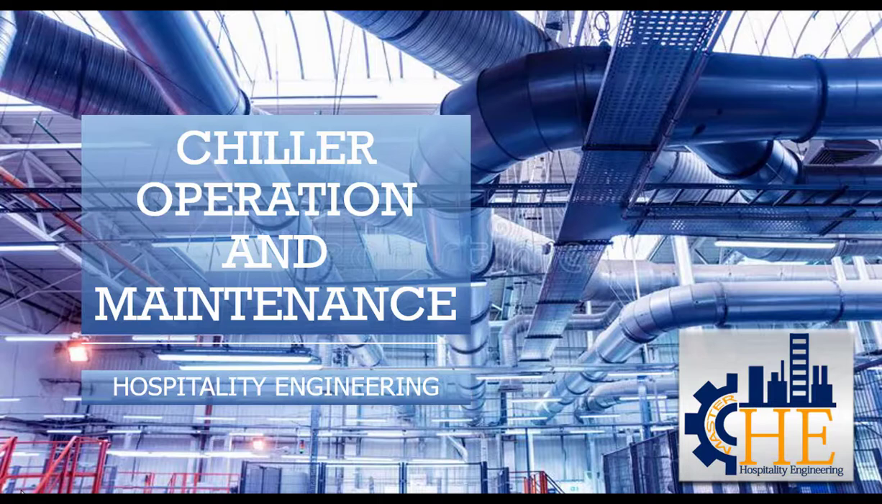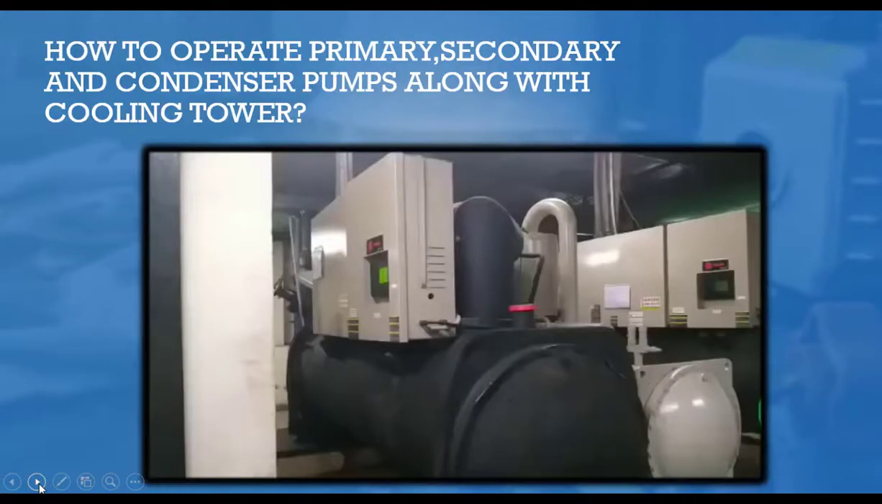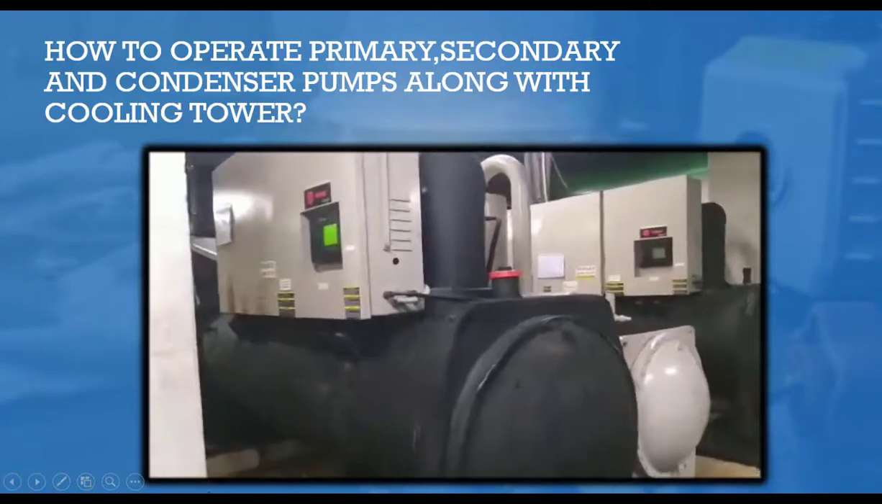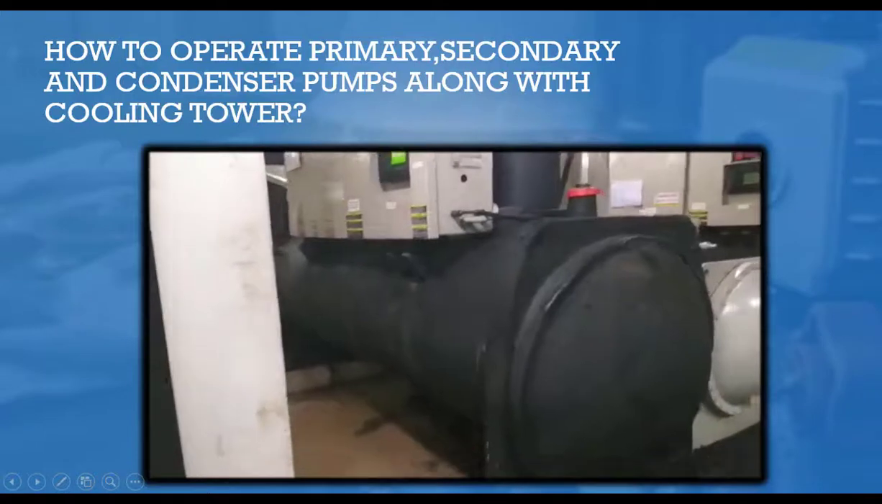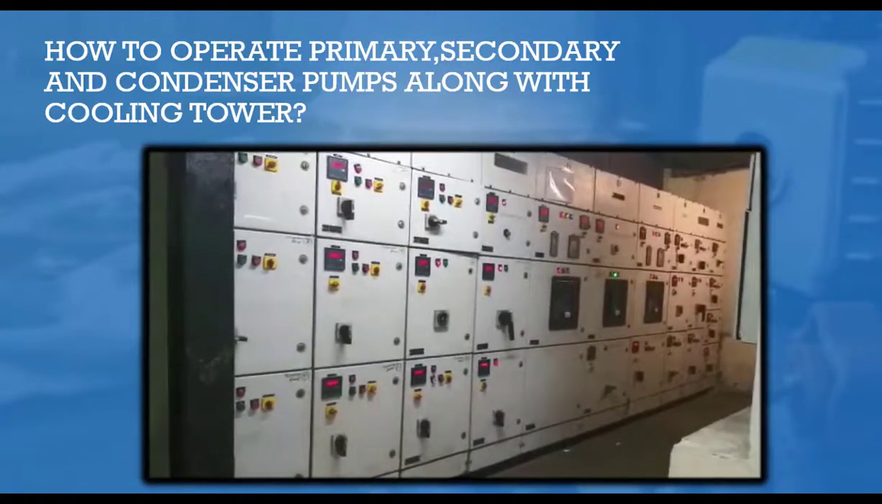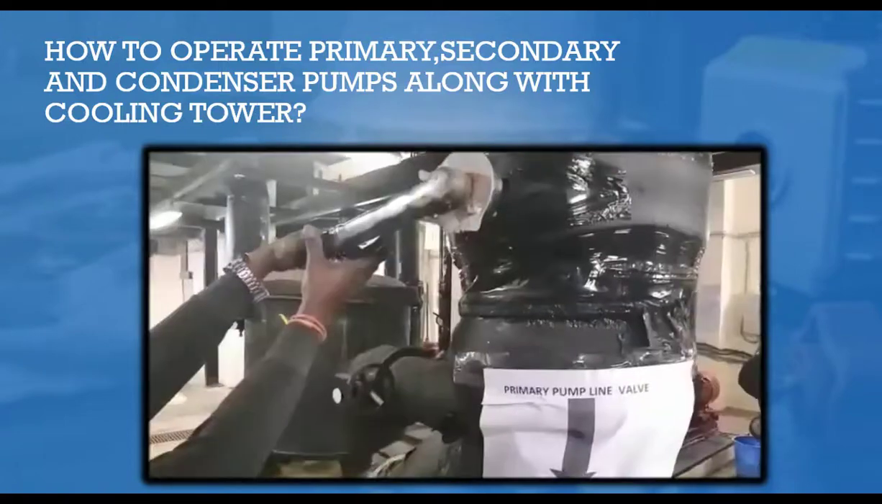Today we will see chiller operation and maintenance. First, I will take you through the plant room. You can see the chiller. The insulated one is the evaporator and the other one is the condenser.